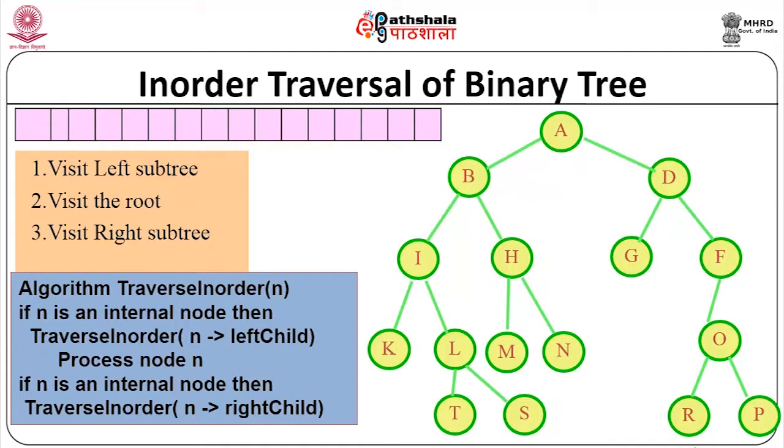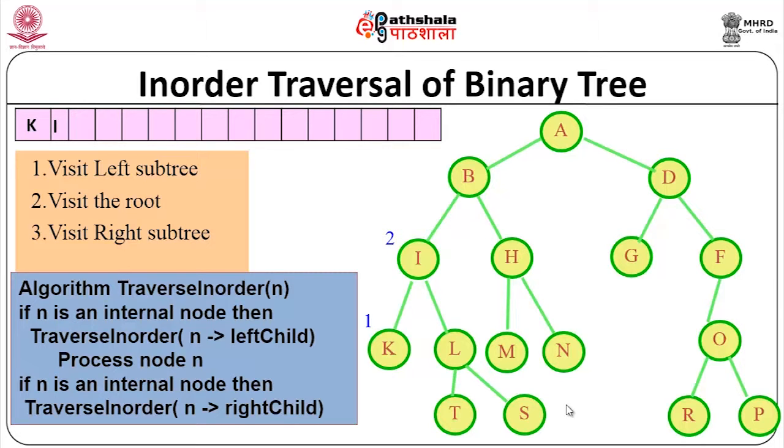So, we are going to do the inorder traversal. When we are doing the inorder traversal of a binary tree, we have to visit the left subtree first, then process the node, and then visit the right subtree. So, the algorithm is: if n is an internal node, traverse inorder the left subtree, process the node n, and then if n is an internal node, traverse the right subtree, and so on. So, here I should not process A first; I have to process A's left subtree. A's left subtree is rooted at B, so I have to process B's left subtree. That is rooted at I, so I have to process the left subtree of I. So, I have K.